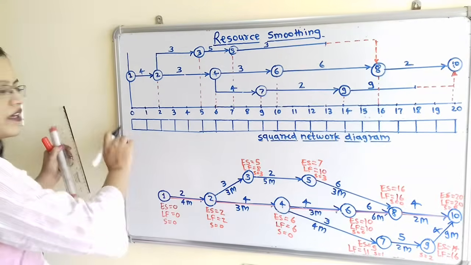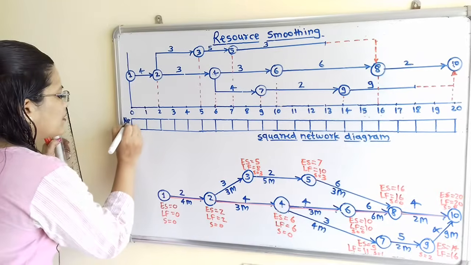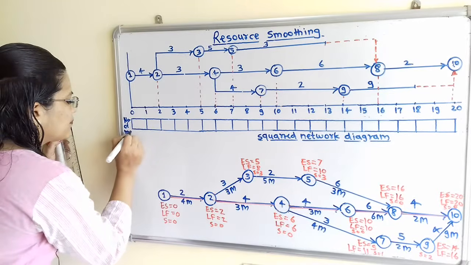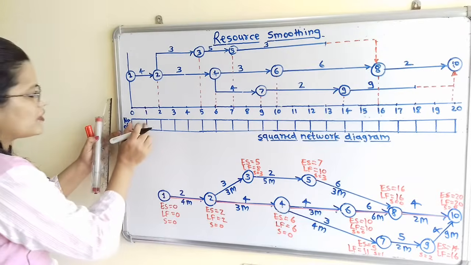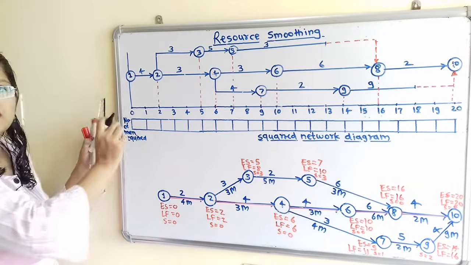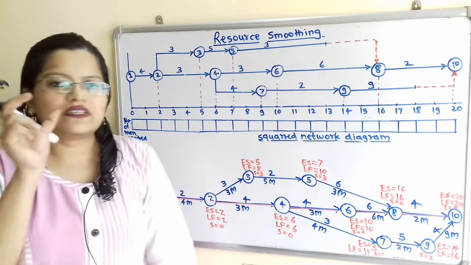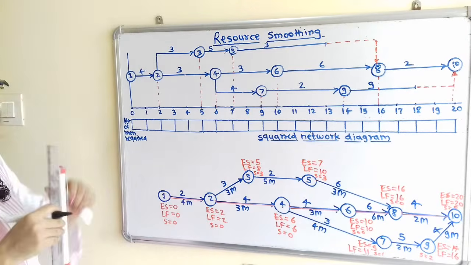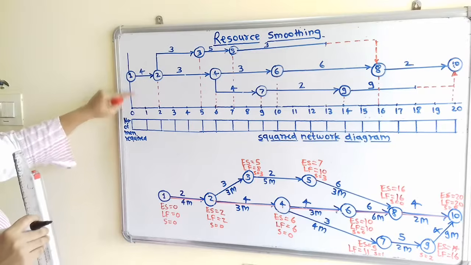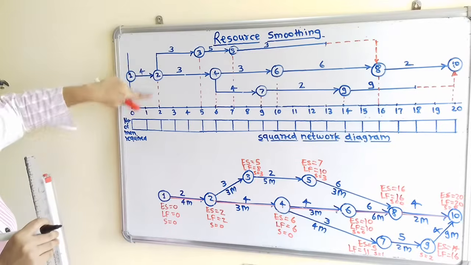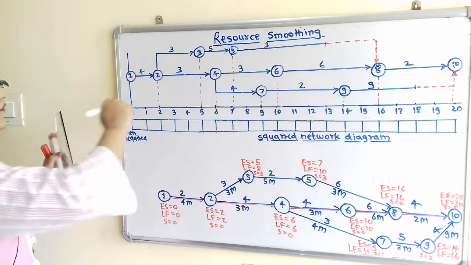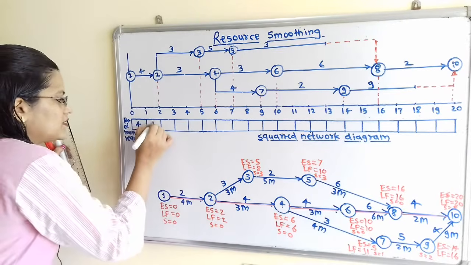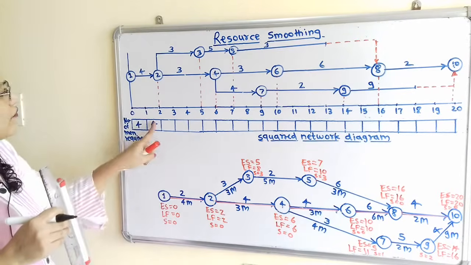So we have to give here heading the number of mains required. So now for this box in between 0 to 1, that is in the duration of first week, how many number of mains are required? So here only one activity for the first 2 weeks, that is 1 to 2, and only 4 number of mains are required. So we have to write here 4.